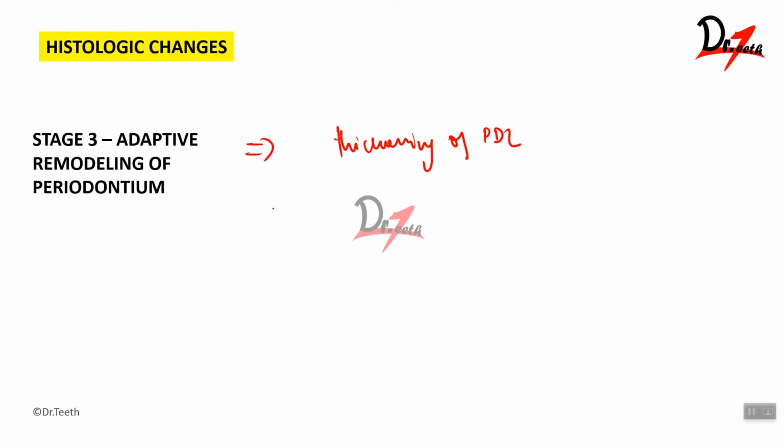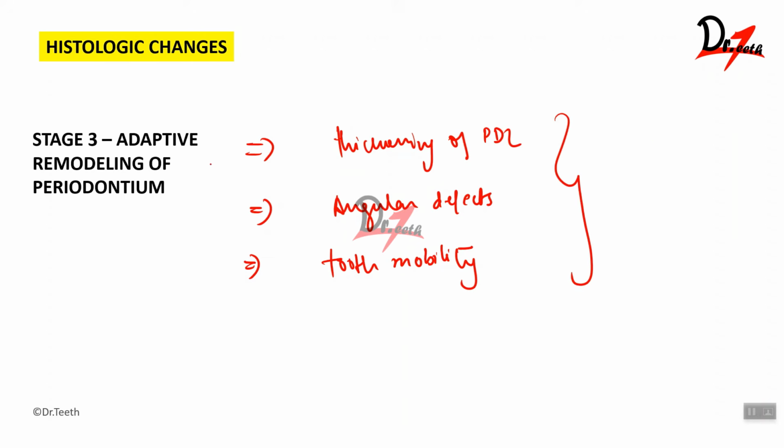So there is formation of angular defects or vertical defects. And ultimately there is an increase in vascularity. And ultimately because of these defects there is tooth mobility. So these are the classical features of trauma from occlusion.